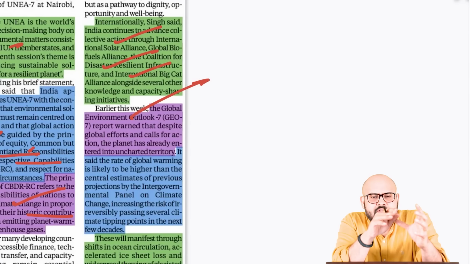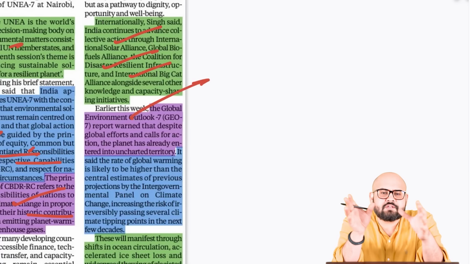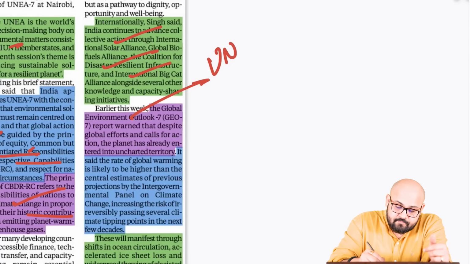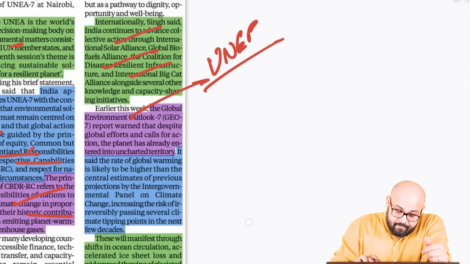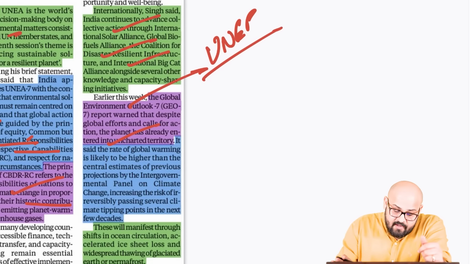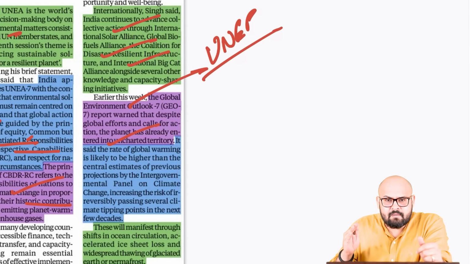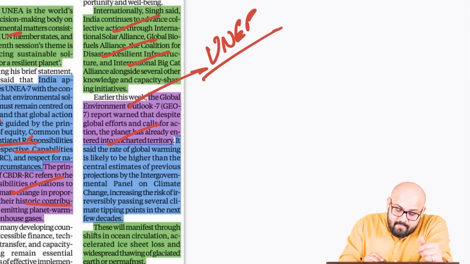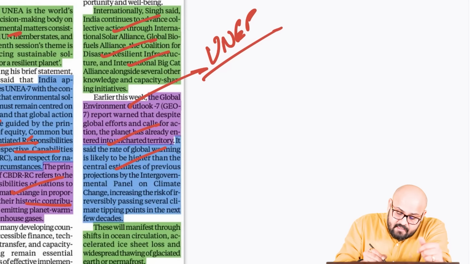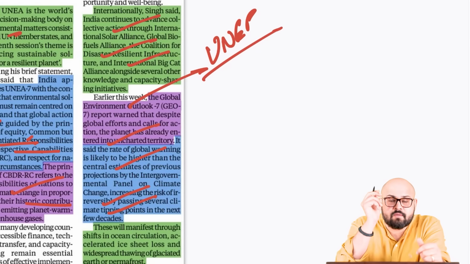The Global Environment Outlook. There have been many questions which UPSC has asked with respect to who publishes these reports. So the Global Environment Outlook is published by UNEP. Remember that, right? The report warned that despite global efforts and calls for action, the planet has already altered into an uncharted territory, that we are witnessing unsustainable models of development. It said that the rate of global warming is likely to be higher than the central estimates of previous projections by the IPCC, Intergovernmental Panel on Climate Change, increasing the risk of irreversibly passing several climate tipping points in the next few decades.